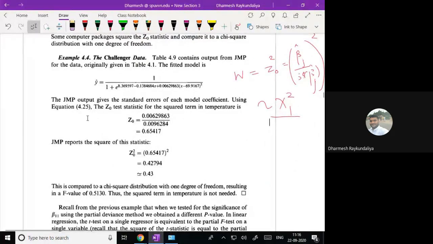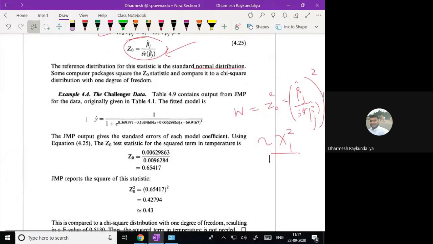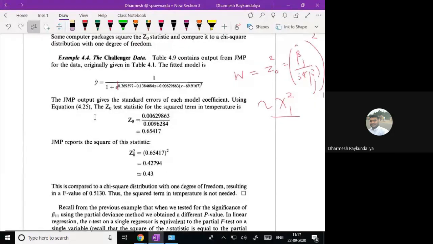So if we talk about the example, which example? The O-ring failure: whether at least one O-ring failed or not, and X is the temperature.